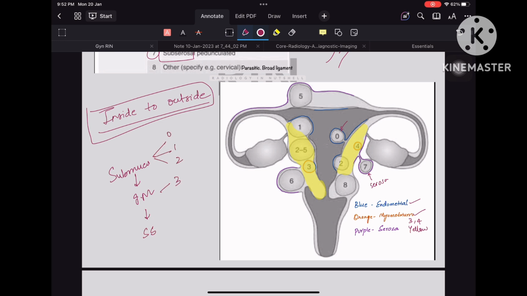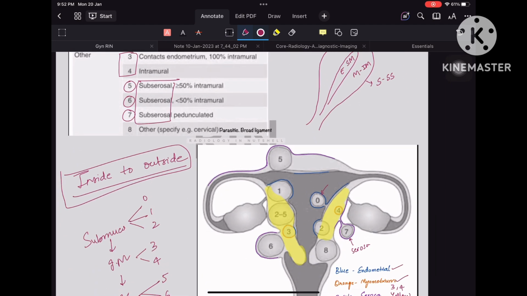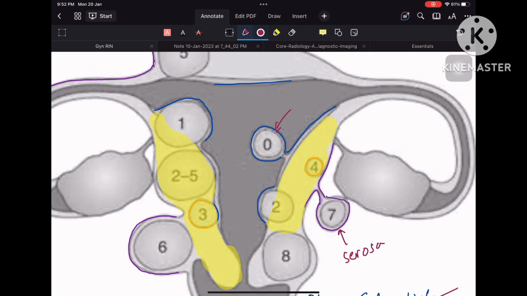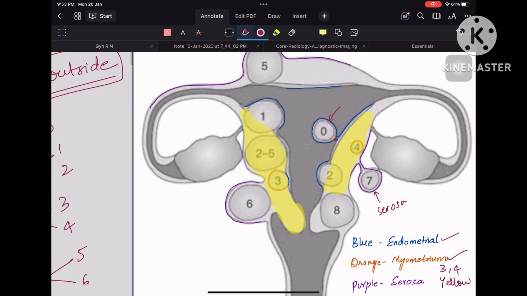Submucosal has 0, 1, 2. Intramural is given digits 3 and 4, and subserosal is given 5, 6 and 7, and others is labeled as 8. How to remember what? So the first one, submucosal, is 0. So it is a pedunculated submucosal fibroid. There in the pink I am shading the peduncle.